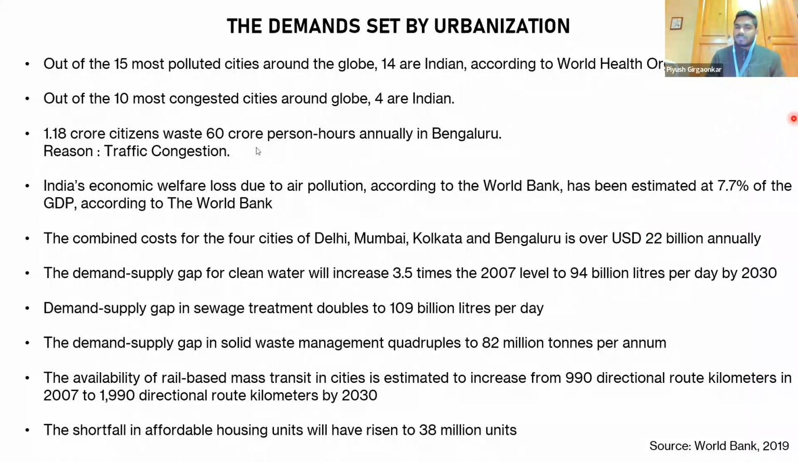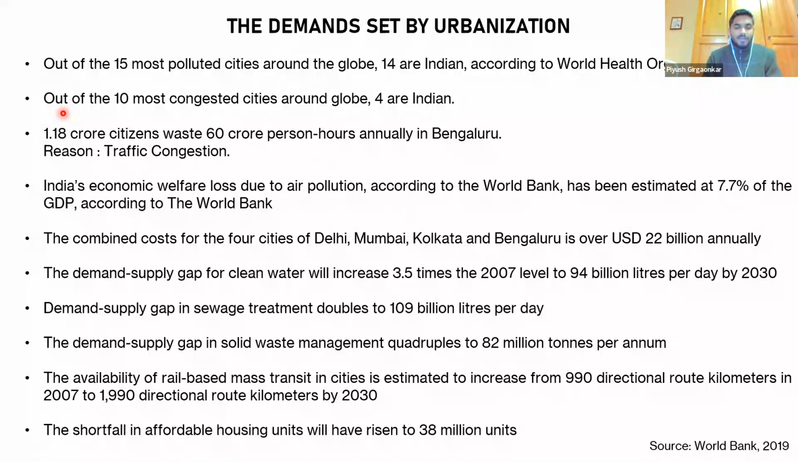If we come to the economic welfare loss, the World Bank has estimated that around 7.7% of our GDP is lost to air pollution, with the majority of our metropolises that contribute to the economy suffering from air pollution. And like I had said in my previous slide, the percent has a big value for us. So a 7.7% hit is a massive hit. If you take a look at the figure in terms of money, 22 billion US dollars is an estimated figure by the World Bank again. I don't know why the World Bank is estimating the figures in US dollars, but anyway. For four major metropolises, Delhi, Mumbai, Kolkata, Bangalore, 22 billion US dollars per annum is the loss.